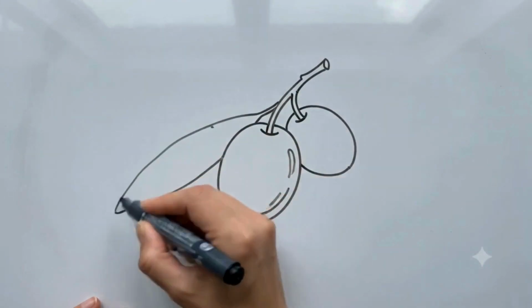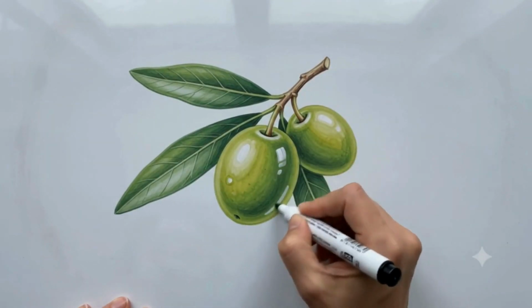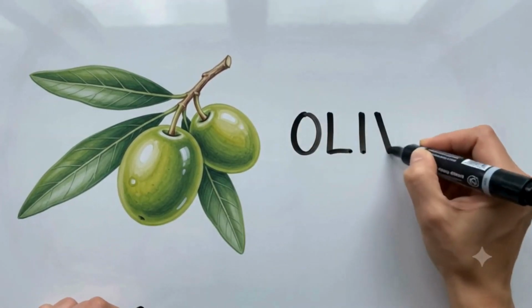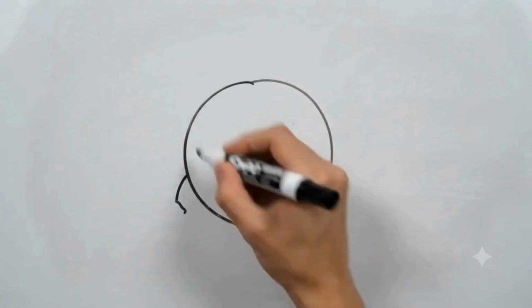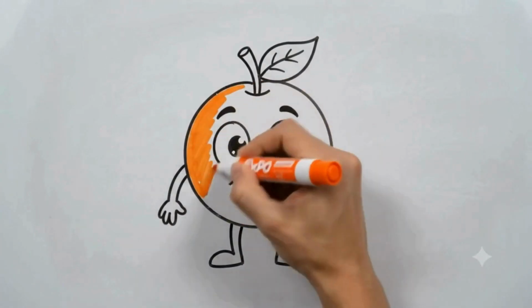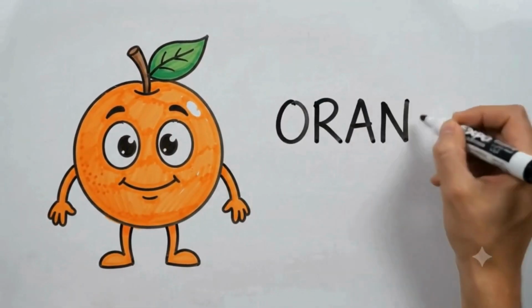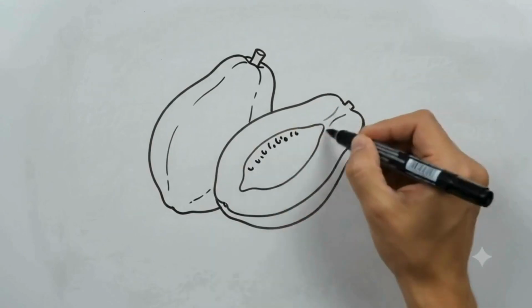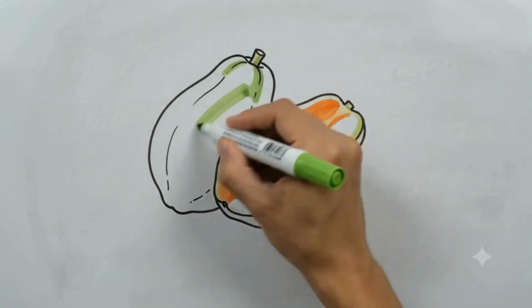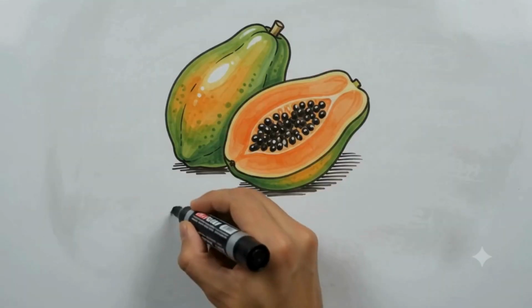Olive is green in color. Orange is orange in color. Papaya is orange in color.